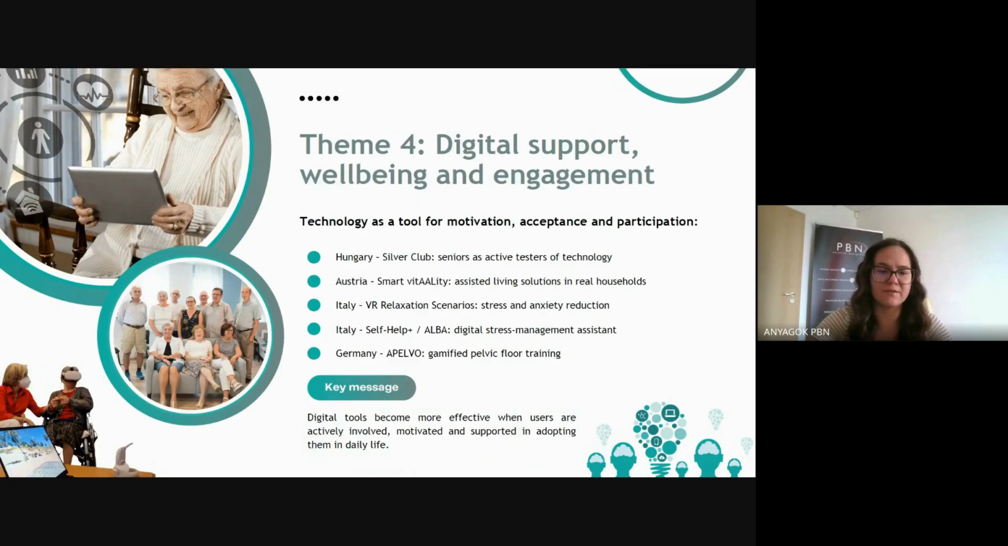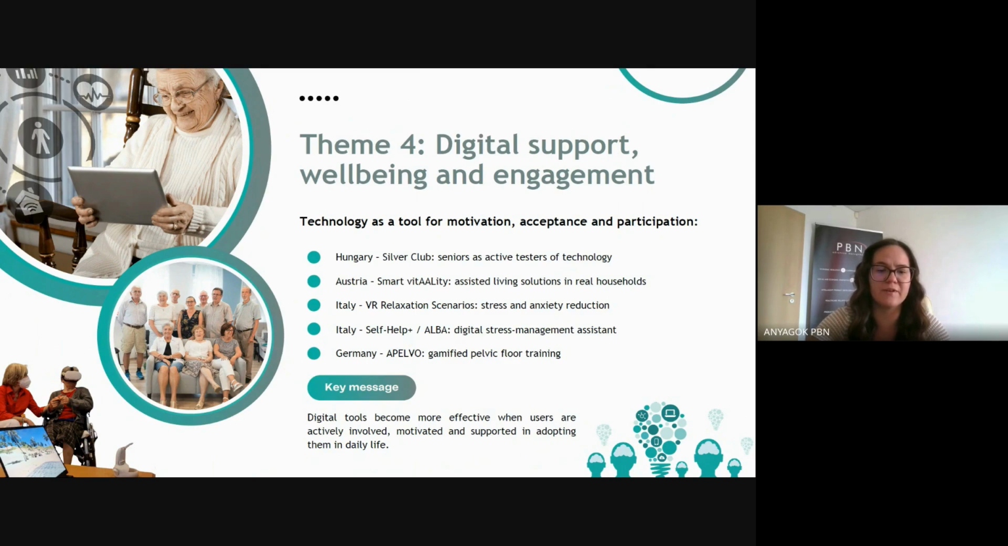The fourth group is about this: acceptance, well-being, and engagement. These practices show that rehabilitation-related innovation is not only about clinical technologies, but also about motivation, confidence, participation, and everyday usability. The Hungarian Silver Club involves seniors directly in testing digital solutions and giving feedback to developers. This helps create technologies that better match real user needs. Austria's Smart Vitality tested assisted living technologies in real households, giving valuable evidence on acceptance and everyday use.